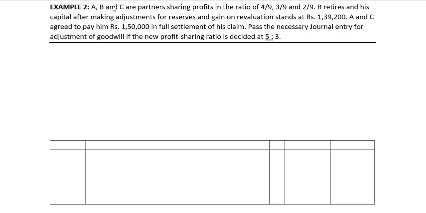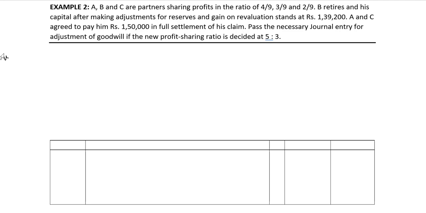Example 2. A, B and C are partners sharing profits in the ratio of 4:9, 3:9 and 2:9. B retires and his capital after making adjustments for reserves and gain on revaluation stands at rupees 1,39,200. A and C agreed to pay him rupees 1,50,000 in full settlement of his claim. Pass the necessary journal entry for adjustment of goodwill if the new profit sharing ratio is decided at 5:3.